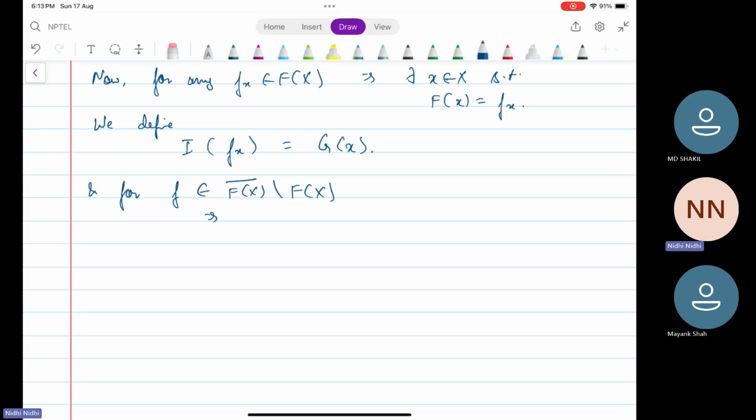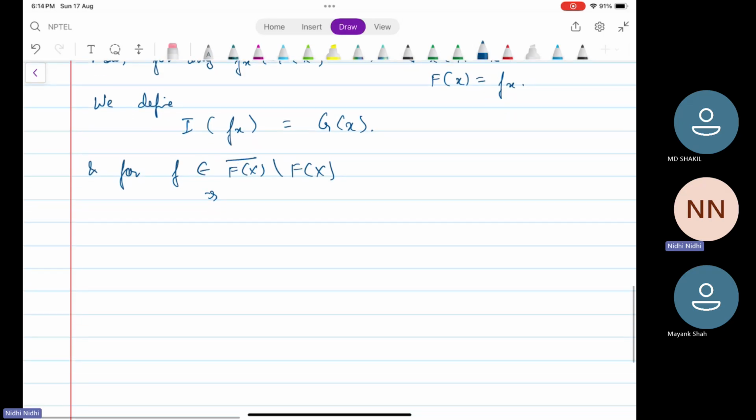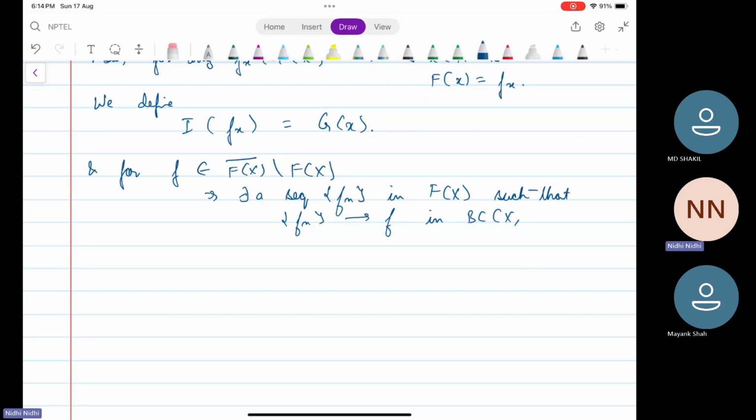Now, since clearly this is a limit point because it is lying in the closure and not an element of the set fX, that means there exists a sequence f_n of obviously distinct points in fX such that these f_n converge to f, and this convergence is in the space BC(X,R).